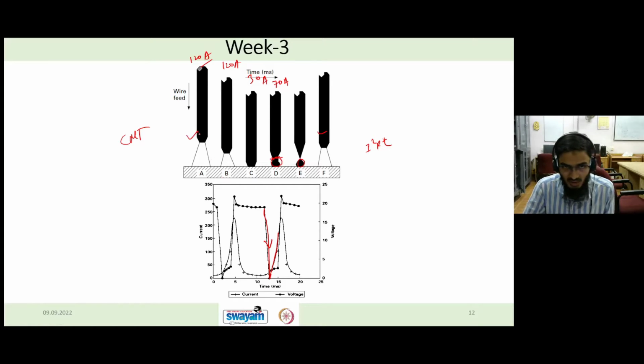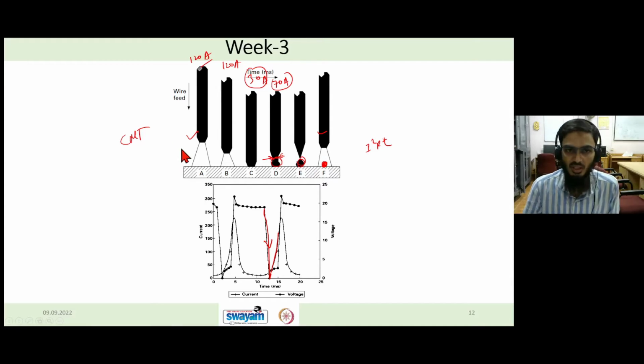Initially we have a very high current, but the moment we touch, we make the current very low, and then again slowly we increase the current so that the droplet gets detached by pinching action, or you can say the resistance heating at the neck of the droplet. While retracting, this droplet gets detached and gets deposited here, you can see. So this is how we have metal transfer during CMT.